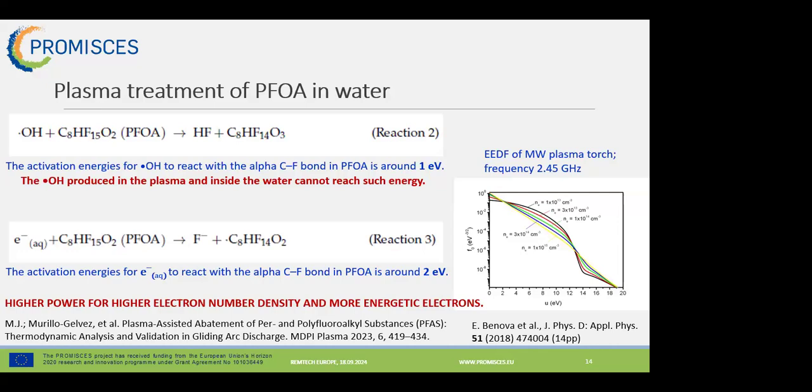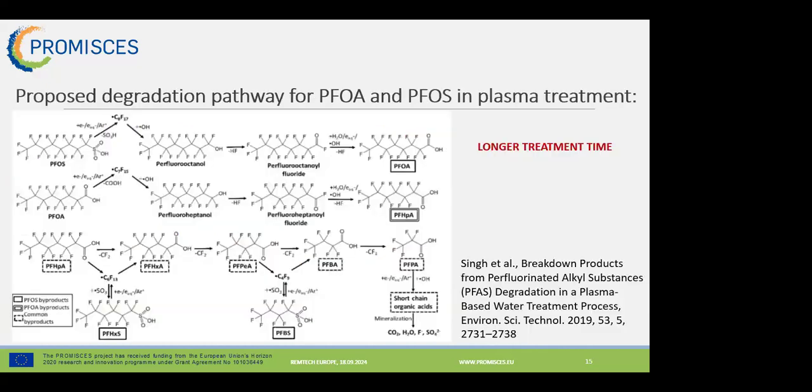So what we have to do is to increase the electrical power, so that we can have more electrons with high energy. Here I am just showing the suggested pathway of degradation of PFOA, and looking at all this, we can be sure that we need longer treatment time if we would like to have reduction of all the byproducts that are produced during the treatment.